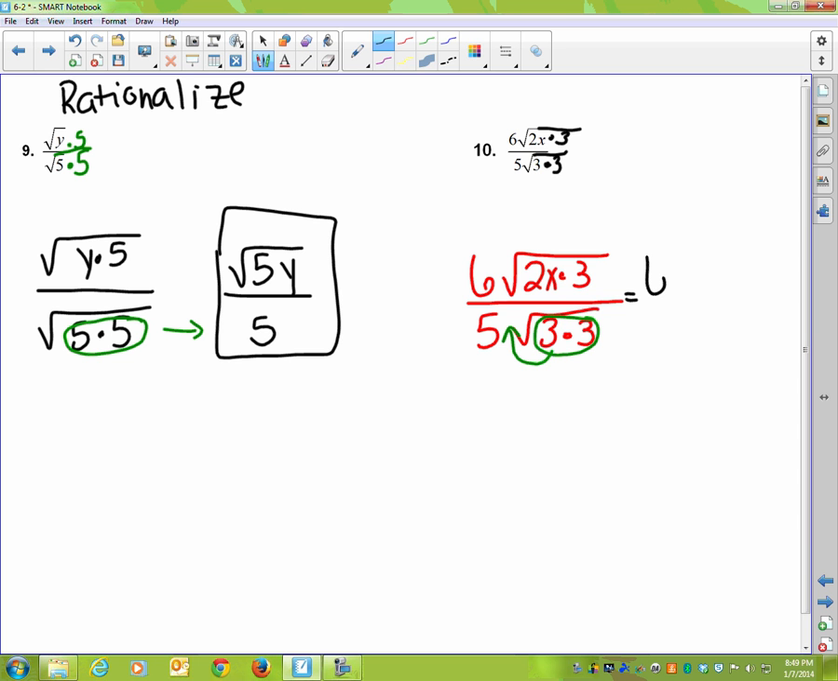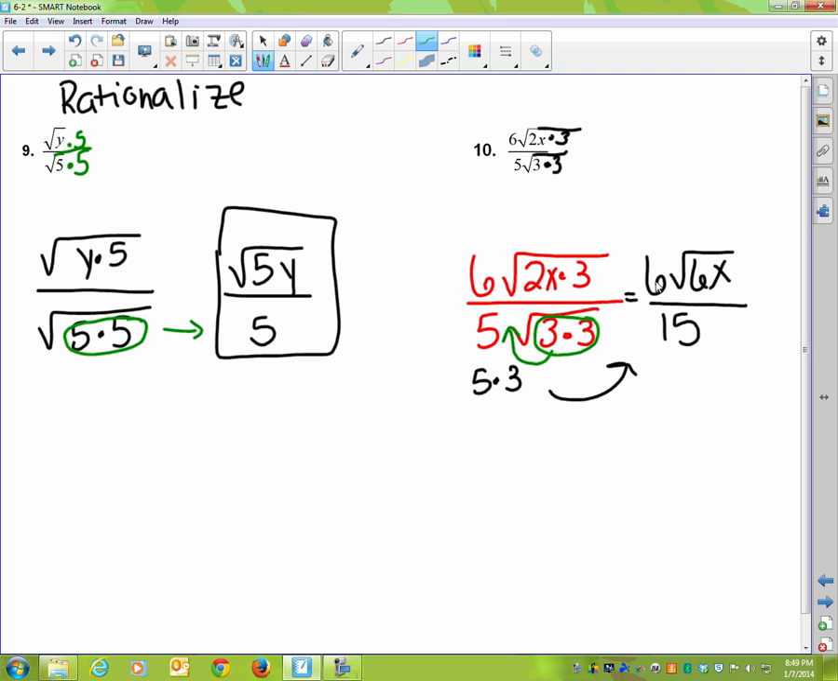So I have 6. The 2 and the 3 remultiply, giving me 6x. I pull the 3 out and multiply it with the 5. This is 5 times the 3. In my last step, I can reduce.